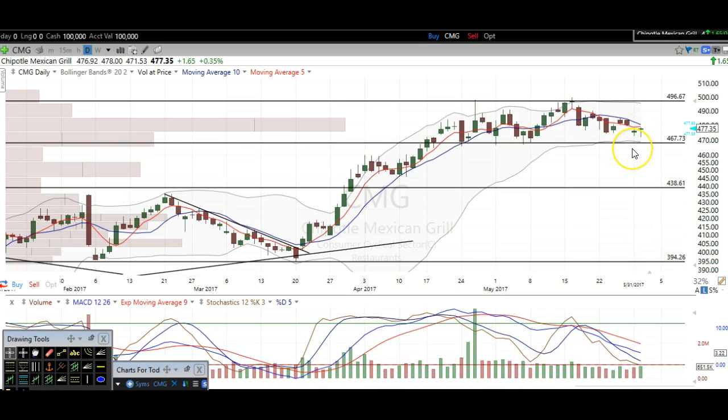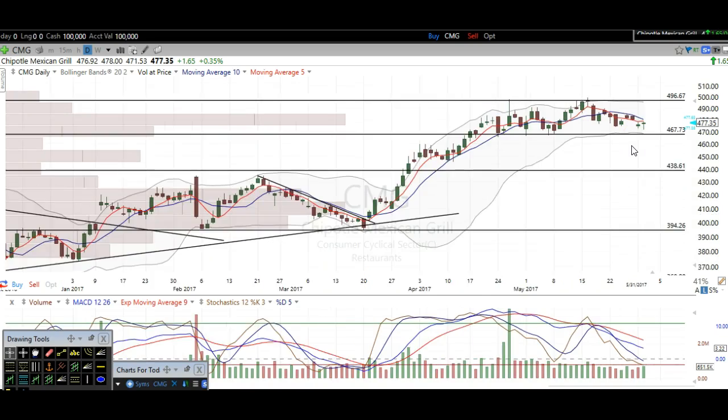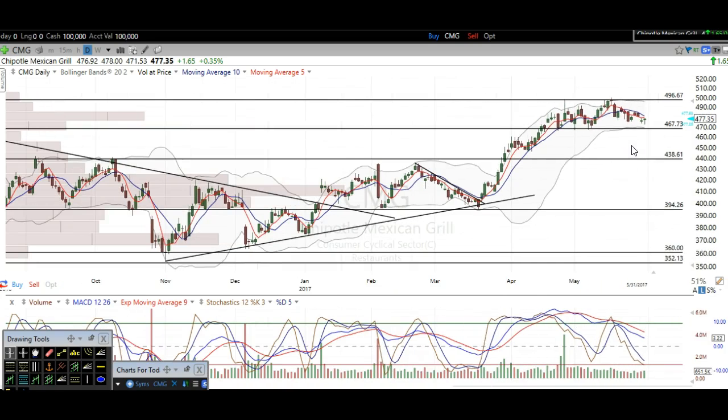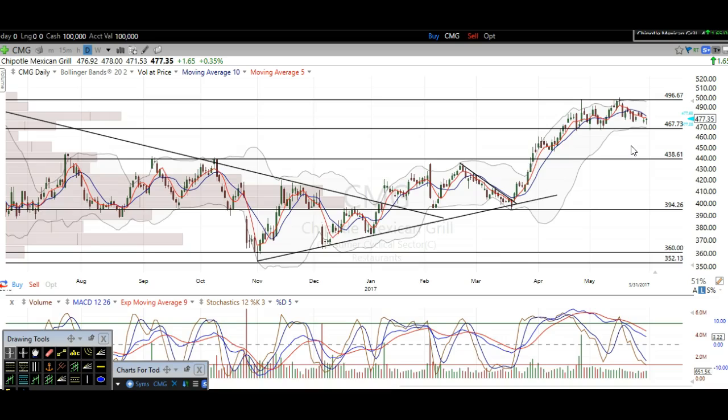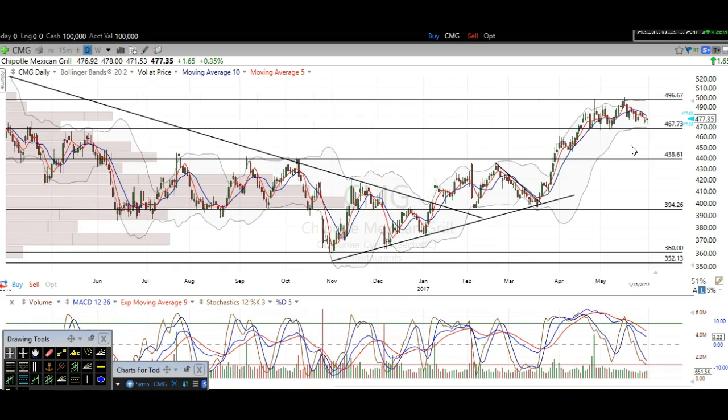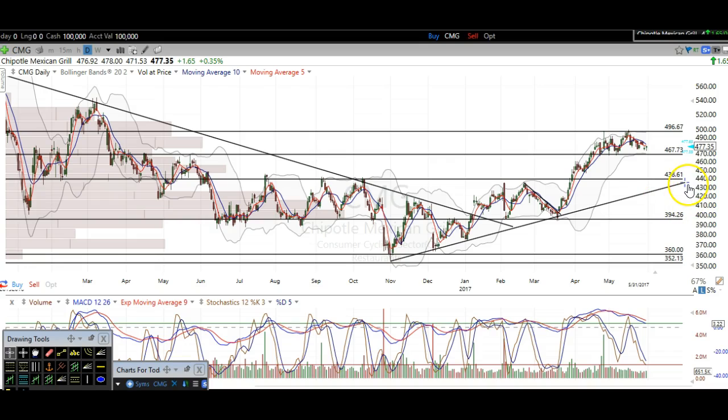So if we break this support, we're going to head down to the next level of support, which is right around 438, which is a big time level of support. You can see it was previous resistance there, and then several times right there. And if I extend this trend line, I'm going to bet that it's going to match up perfectly if we do head lower. I'm not saying that Chipotle is heading lower, but this is a big if.